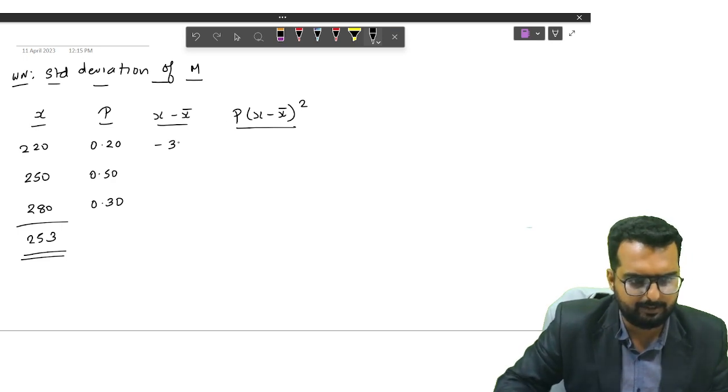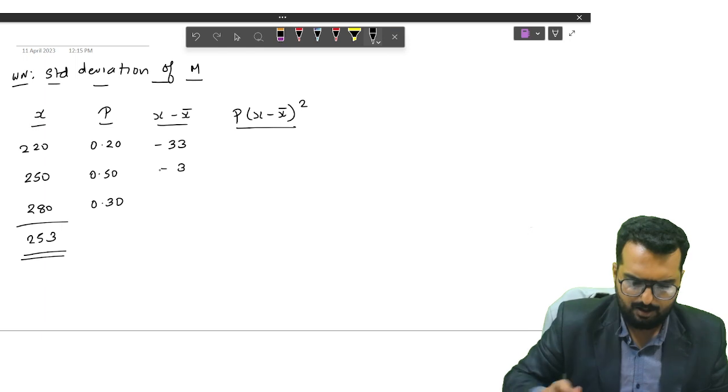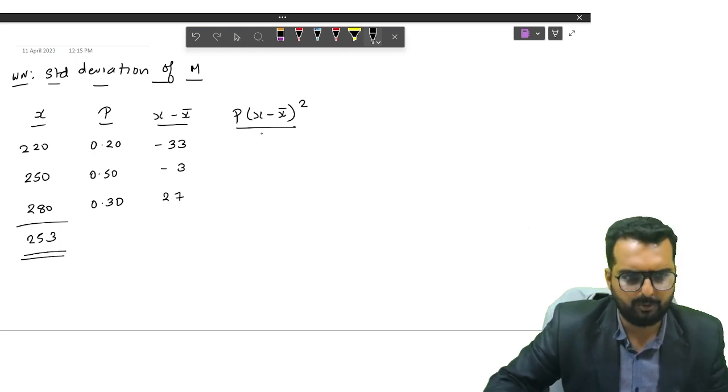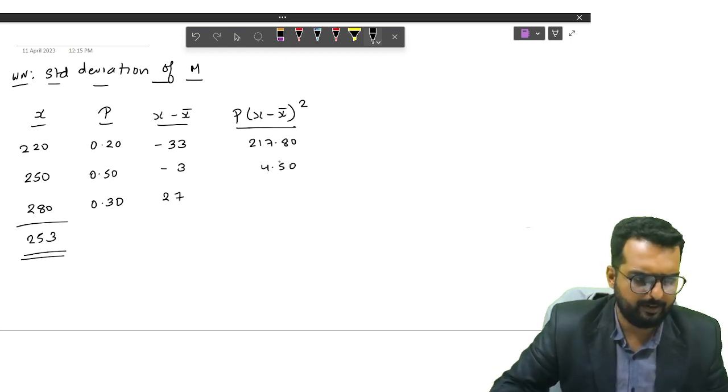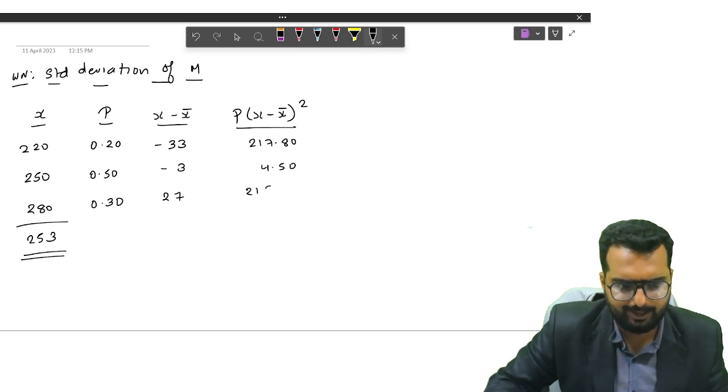Do you get the answer as minus 33? And 250 minus 253 as minus 3? And do you get the answer as plus 27? Right? So now it will be 33 into 33 into 0.2. 217.8. 9 into 0.5 will be 4.5. And the last one is going to be into 0.3.